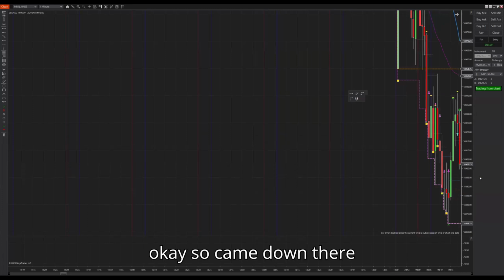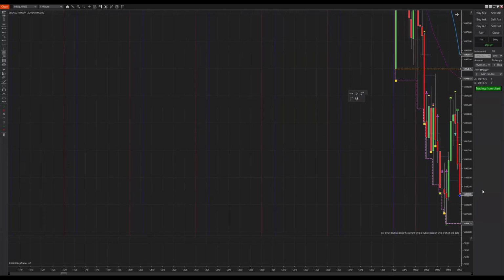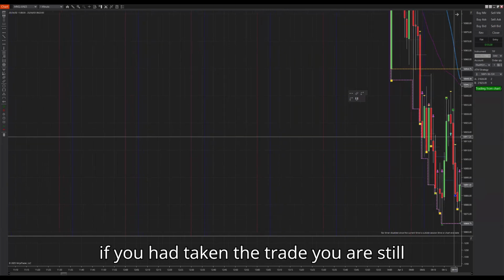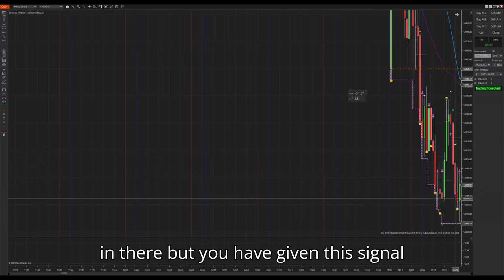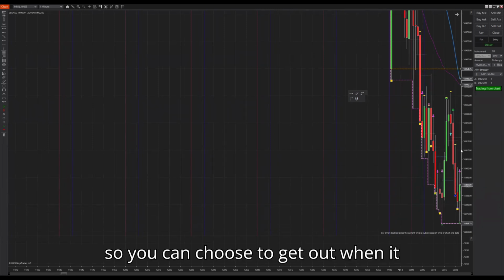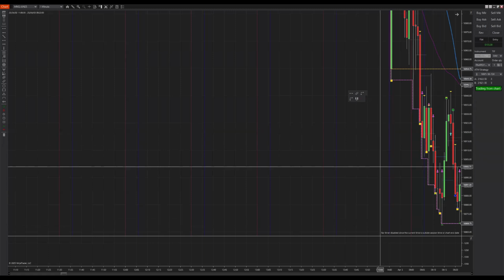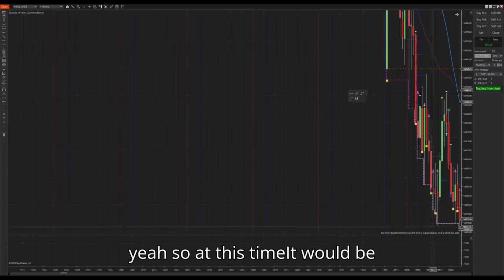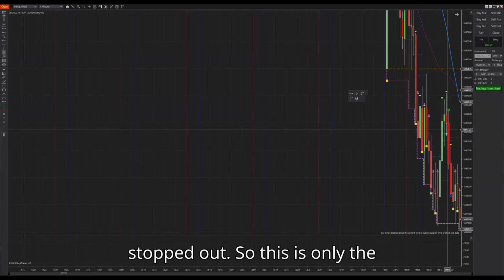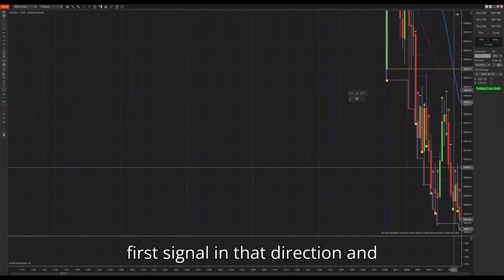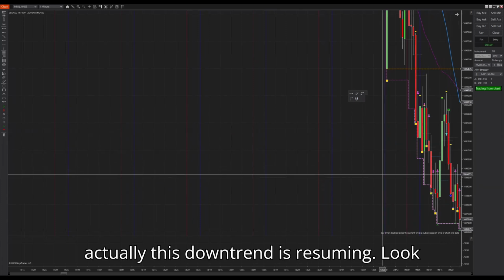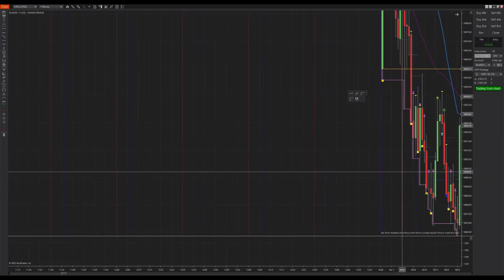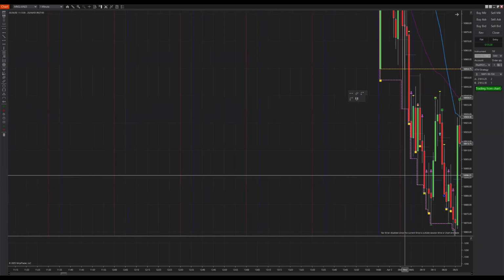Okay, so came down there. Okay, if you had taken the trade, you're still in there, but you have given this signal. So you can choose to get out when it comes back. Yeah, so at this time, it would be stopped out. So this is only the first signal in that direction, and actually this downtrend is resuming. Look at the bigger context. Okay, so then again a whipsaw, possibly.